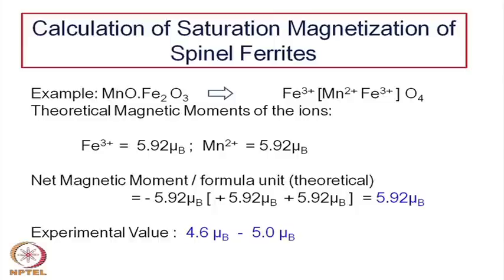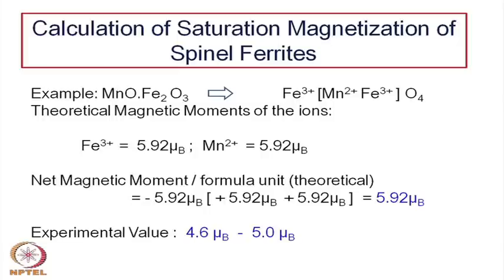Well, with this discussion, let me look at a simple way to calculate what should be the saturation magnetization of a spinel ferrite. Particularly for spinel ferrite, I am taking only one example here. How to calculate the saturation magnetization, what will be the maximum when all the domains are oriented in a particular direction, what will be the maximum polarization or magnetic flux density one can expect.